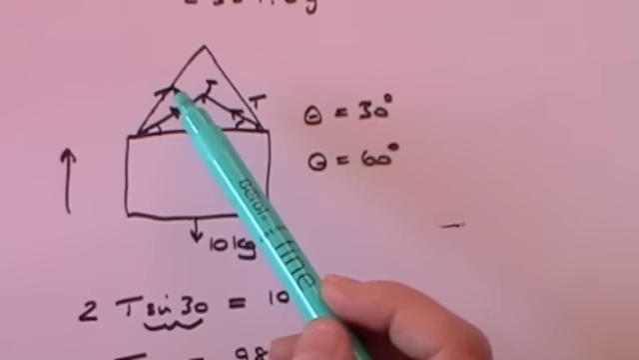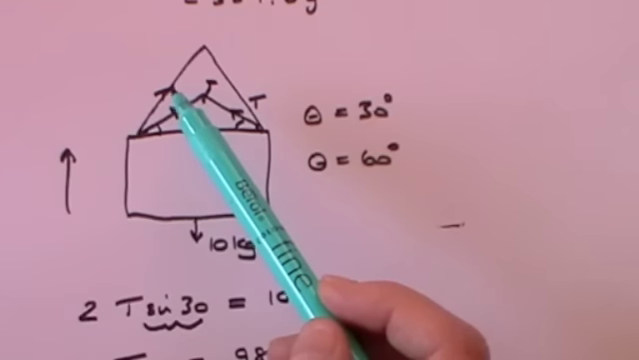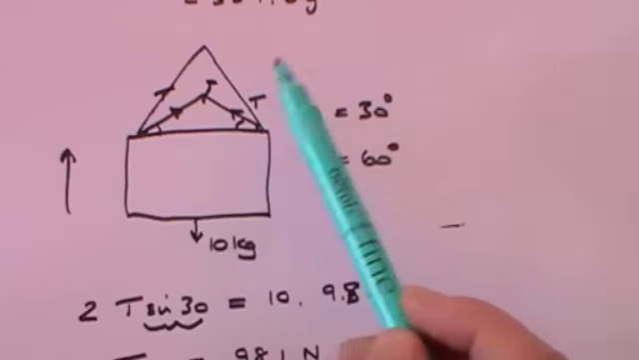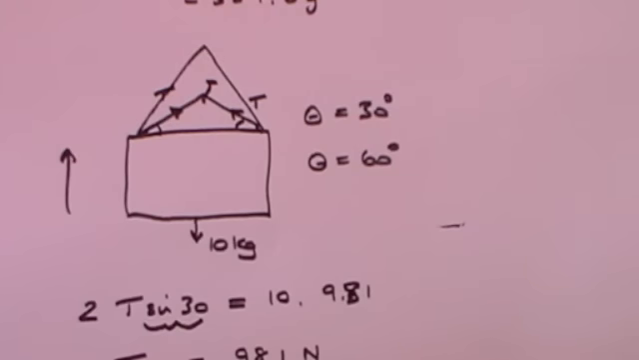So if you don't want the string to break, it's a good idea to have a much bigger angle. If you have a narrow angle, you'll have more tension in the string, more likelihood that it will break.